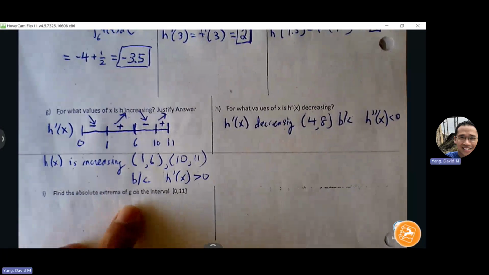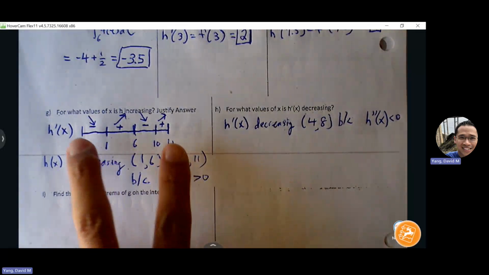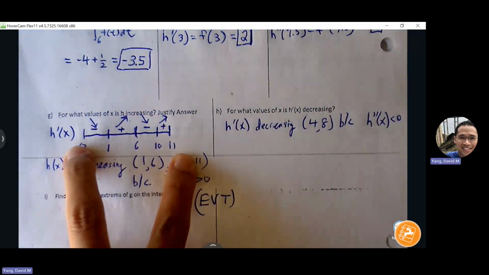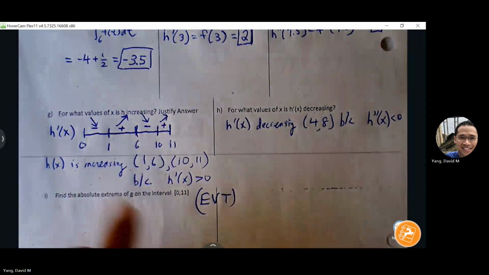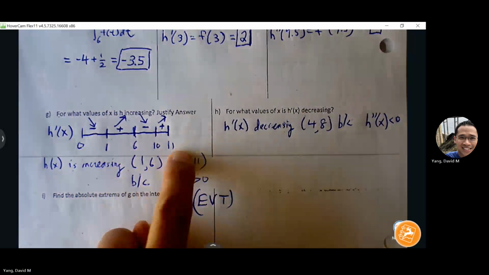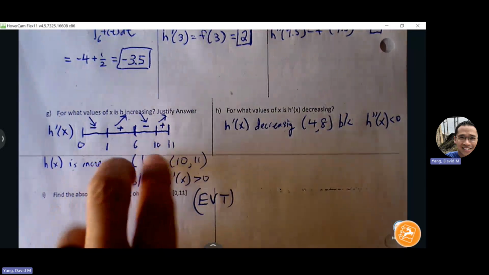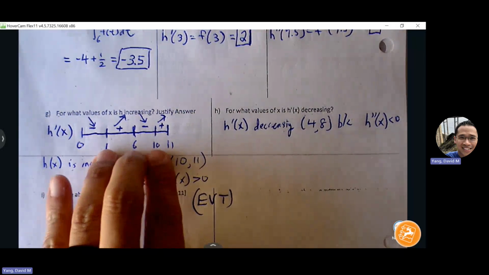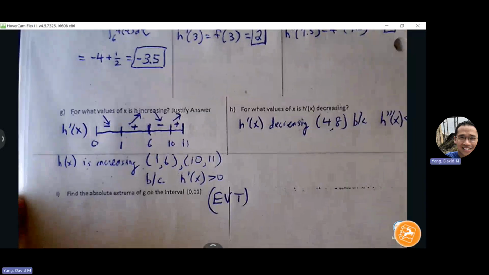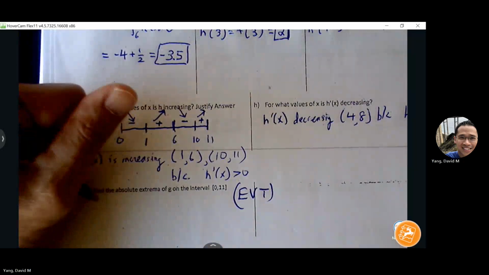Okay, last part, find the absolute extrema. So for absolute extrema, we go to our slope sign line. This is EVT, the extreme value theorem. We just test our endpoints and our critical points. So we'll test 0, we'll test 1, we'll test 6, we'll test 10, and we'll test 11, because 1, 6, and 10 are all valid since these are all relative maxes or mins. I think some of it we've already gathered from above, so.